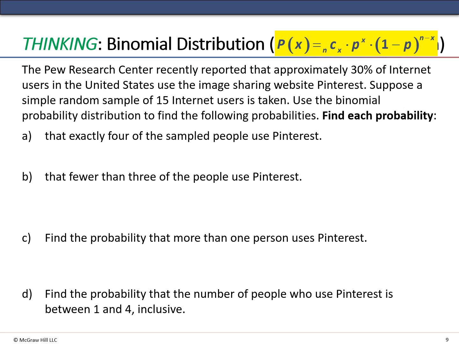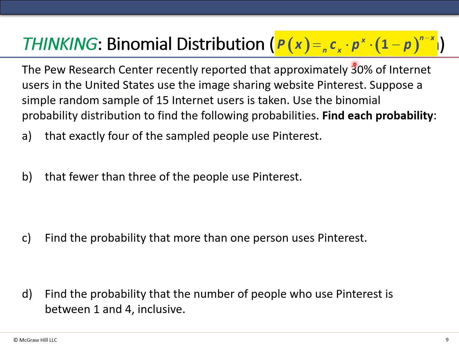That exactly 4 of the sampled people use Pinterest. Okay, so in this case, we're looking for the probability of 4. So our X is equal to 4. What is our N equal to? Our N is the size of their sample, so that's 15.